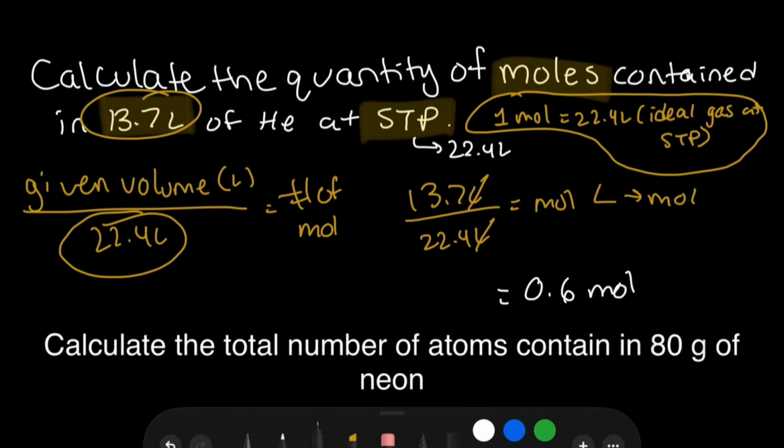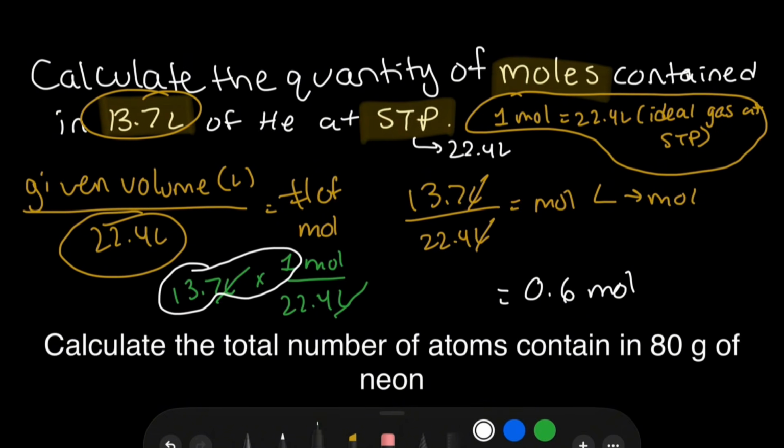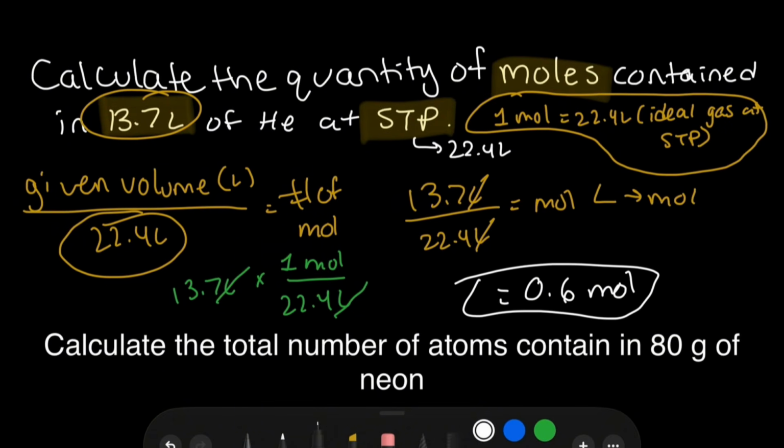You can also do the conversion factor where you write the given amount of liters or the given volume, which is 13.7 liters, times 1 mole over 22.4 liters. The reason why we can do this is because we can cancel out the liters, right? And then we just cross multiply. So we do 13.7 times 1, which is 13.7, and then we divide it by 22.4. This is just a way of doing dimensional analysis, but it gives you the same thing. So your answer would be 0.6 moles. And that's if you round it to the nearest tenth.